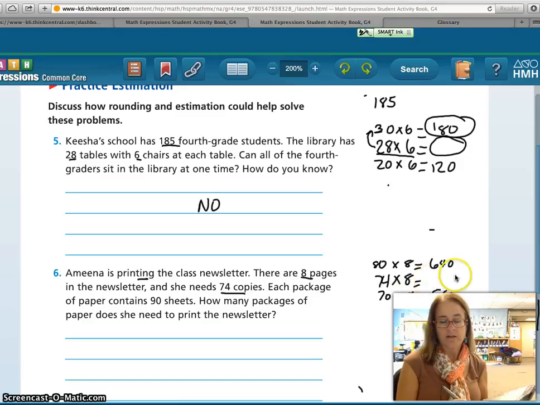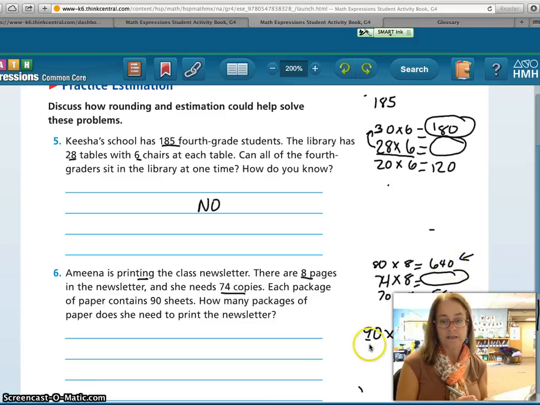Okay, we know that her answer is going to come in between 560 and 640. We know she needs at least this many, and she needs more than this. So if we get 90 sheets on each one, and we need to copy 8 pages out of that, 90 sheets at 8 pages each would give us what? 720. Okay, that would be enough, right? Because we only need 640.